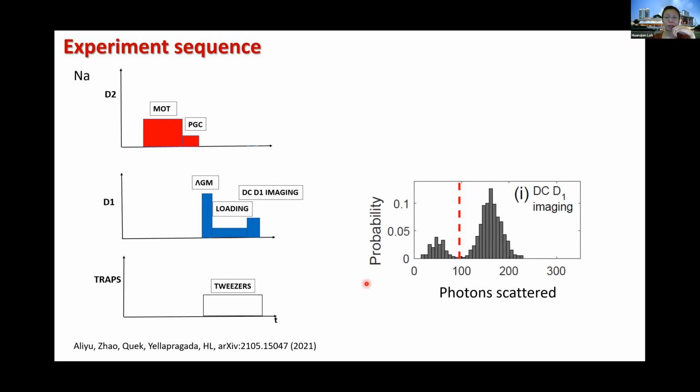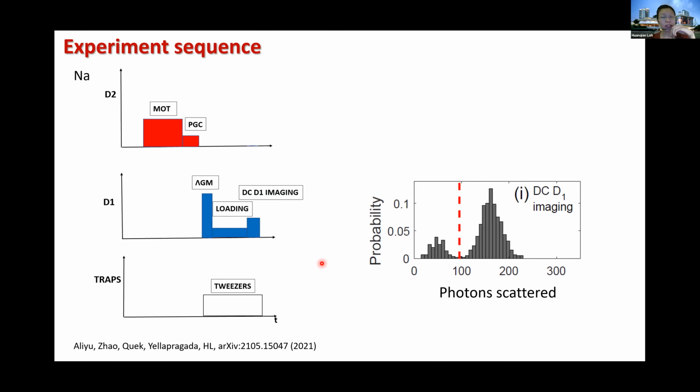And this is the histogram that we typically get, a histogram of the photons that are scattered. So you see 2 peaks over here. And in fact, I want to add that what the DC-D1 imaging does is that it does not modify the trap population at the end of the loading process. So that means that if your loading process is actually not complete, you could potentially be left with multiple atoms, still like 2 atoms in the trap, and that would show up as multiple peaks in your photon scattered histogram.